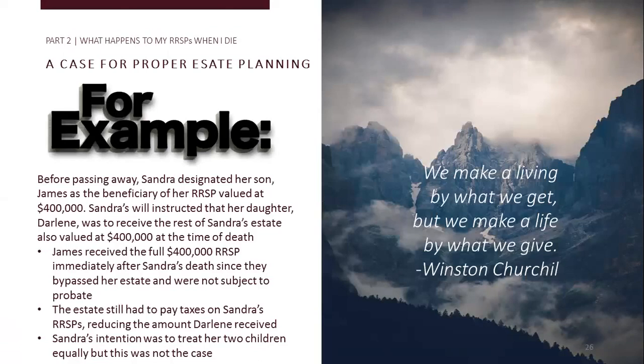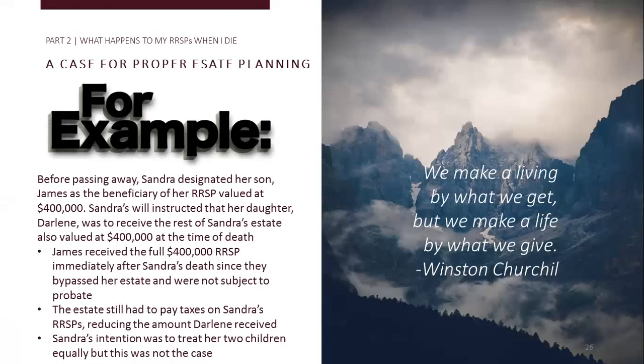Before passing away, Sandra designated her son James as a beneficiary of her RSP valued at $400,000. Sandra's will instructed that her daughter Darlene was to receive the rest of Sandra's estate, also valued at $400,000 at the time of her death. James received the full $400,000 RSP from his mom immediately after Sandra's death, since it bypassed her estate and was not subject to probate. This was the advantage of James being the named beneficiary to Sandra's RRSP.